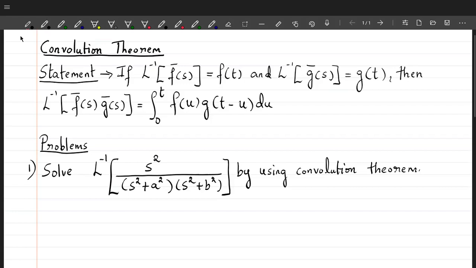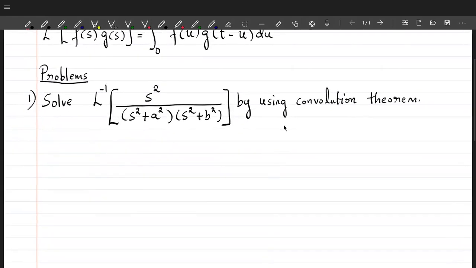Now here, as you can see, you have f bar of s multiplied with g bar of s. So you have f bar of s, which is the first function, and you have g bar of s. Whenever you are finding inverse Laplace transform of two such functions, then in order to calculate that, we use convolution theorem. And when you are using convolution theorem, this is the formula. You have f of u multiplied with g of t minus u, and these two terms will be integrated with respect to variable u under the limit 0 to t. So let's see some problems on that.